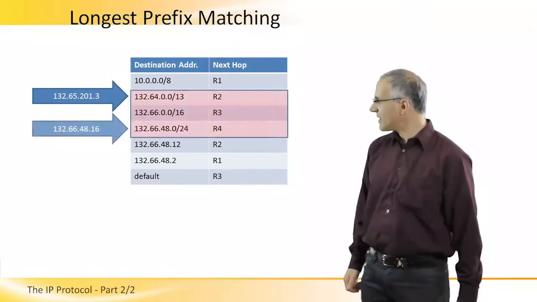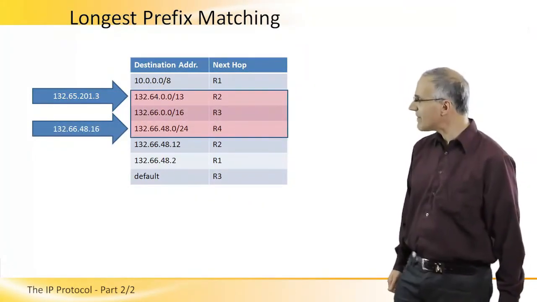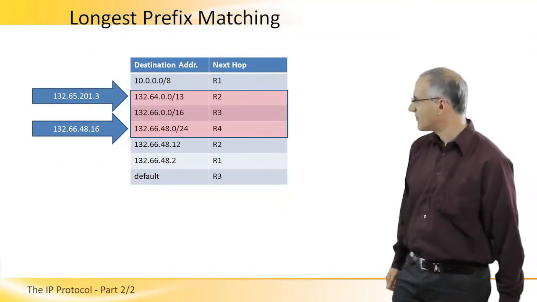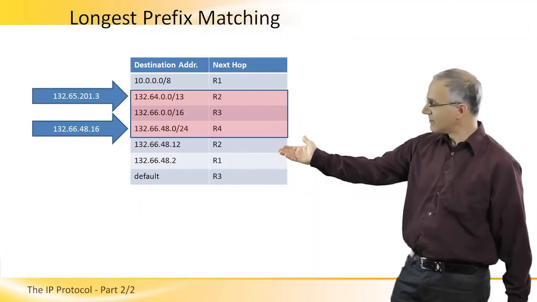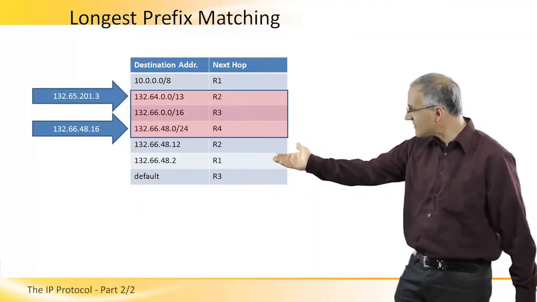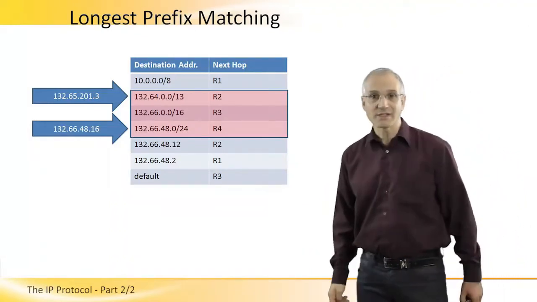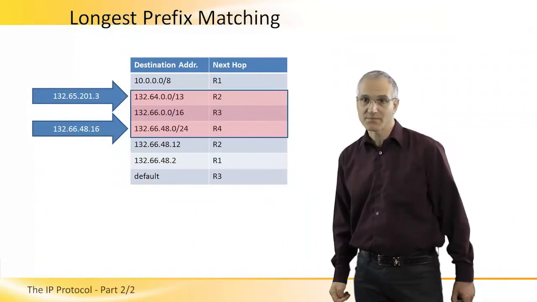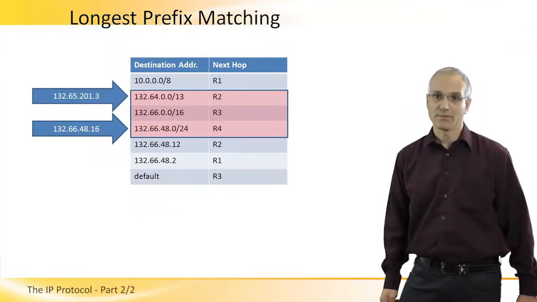However, when I get a packet to 132.66.48.16, there are 3 matches in the table. I can use the upper one, the /13 address prefix. I can use the /16. I can also use the /24. Since the /24 is the longest prefix that matches this packet, I'm going to use this one. So this packet is going to be routed to router number 4.